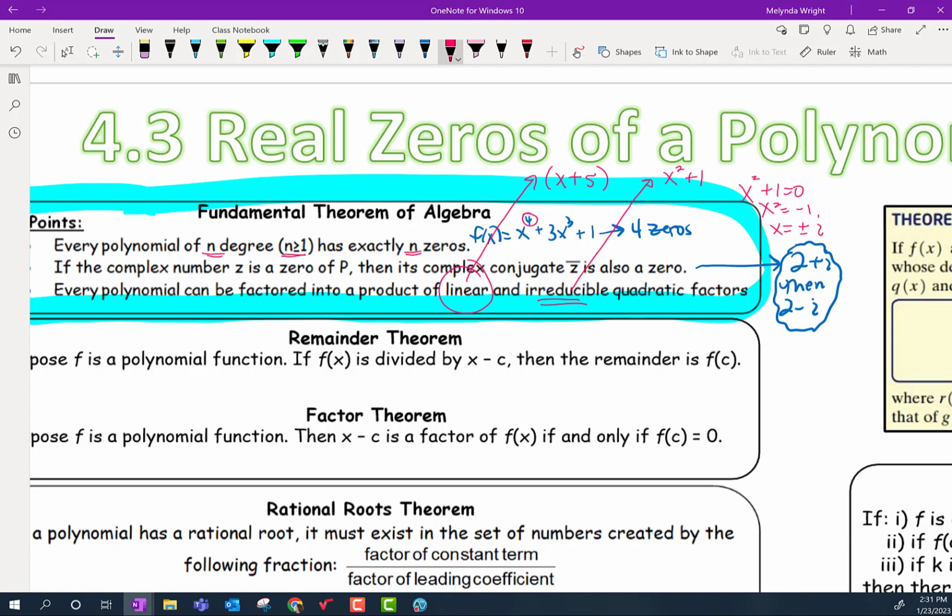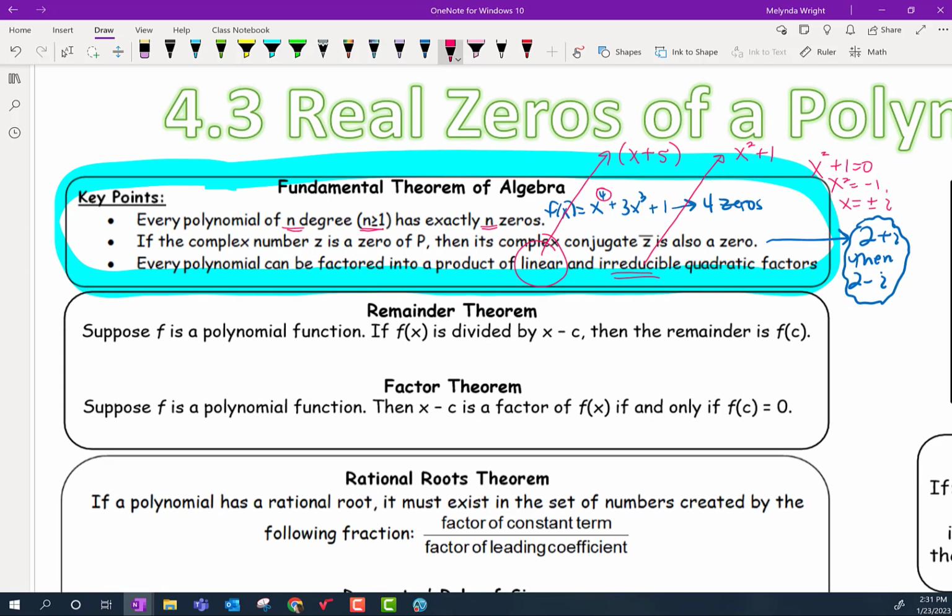Okay. Let's look at our next two theorems. We've got the remainder theorem. What does this tell us? Your textbook actually asks you to use the remainder theorem and the factor theorem. So what is it? If the function is divided by x minus c, we have two ways to do the dividing. We have synthetic division, which is normally what we would use for the remainder theorem, and we have long division. Those are our two options.